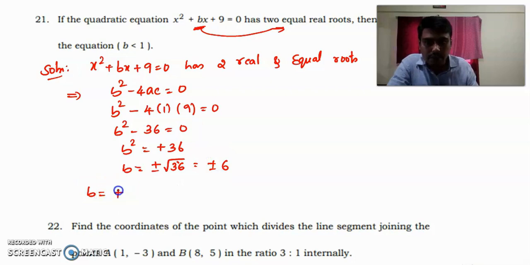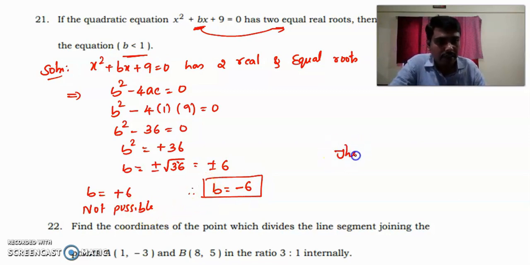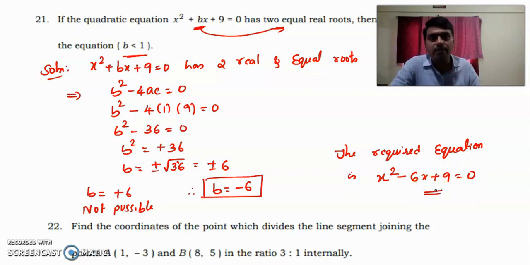But b is equal to plus 6 is not possible, as it is mentioned that b is less than 1. So therefore what is the value of b? That is equal to minus 6, the required value of b. Now the required equation: substitute the value of b, x square minus 6x plus 9 equal to 0 is the required equation.